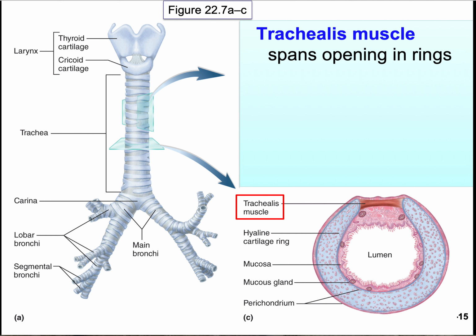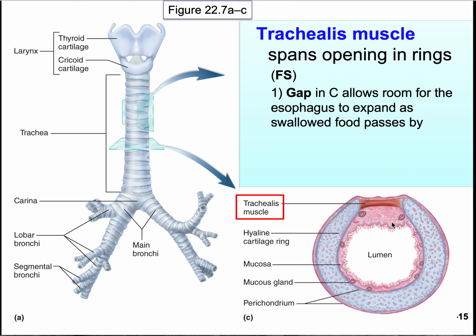So, trachealis muscle here in red, right here, is spanning this opening. We just said that already. And it has two main functions, right? One is the gap here allows a little room for the expansion of the esophagus while you're swallowing. So if this were all cartilage all the way around, it would impose on the esophagus, which would be sort of the oval shape right here.